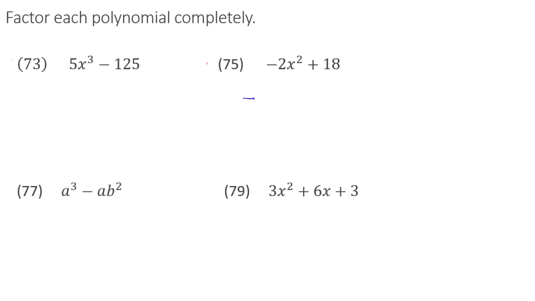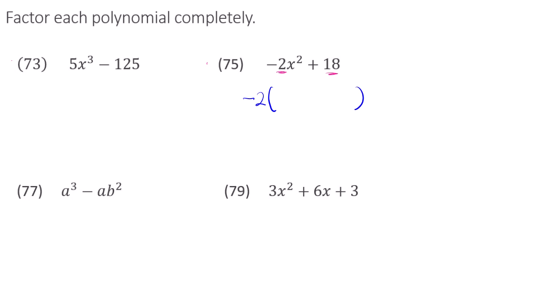And so I'm going to put a negative on the outside right off the bat. And then I want to think about, okay, what's the largest number that goes into 2 and 18? And that would be 2, right? So I'm going to put a 2 out here. And then they don't share a variable, so there aren't going to be any variables with the 2. It'll just be negative 2.